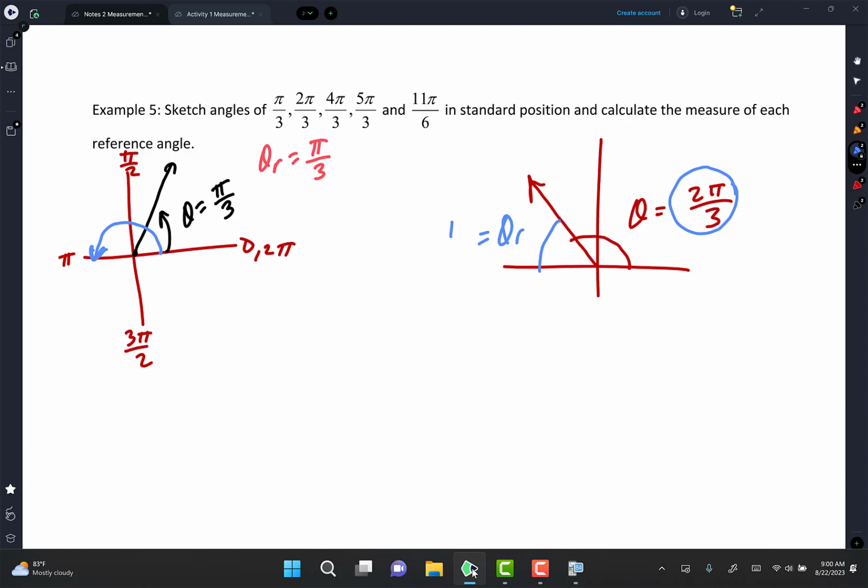Pi over 3, 1/3 of pi. So that has to be pi over 3. Do you guys see how we did it? If you don't want to do it that way, if you're like, Chav, I don't want to do it that way, I want to be a robot, then do this. You can just go like that.